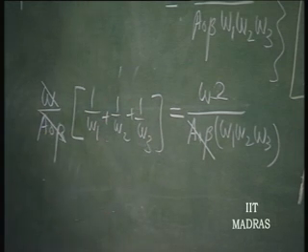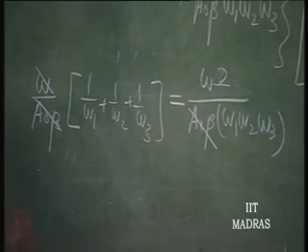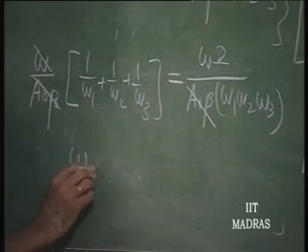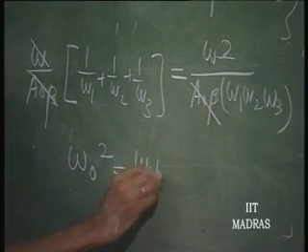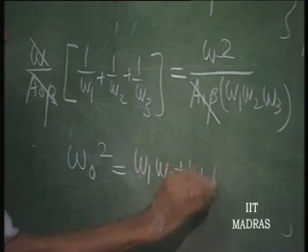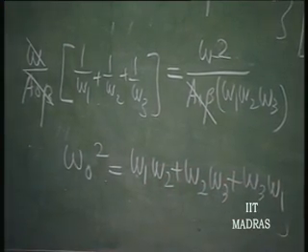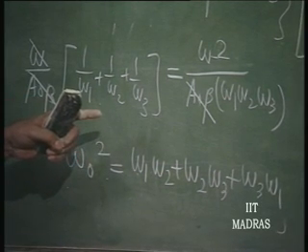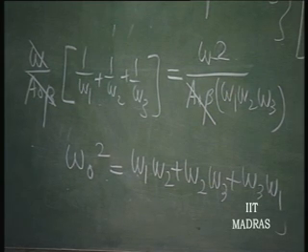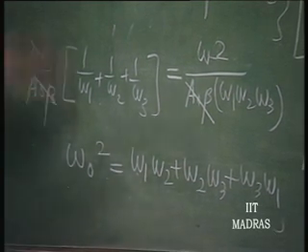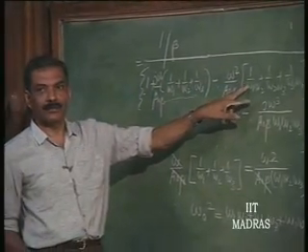So, that is the frequency at which omega naught squared is equal to, we can write this as, omega 1 omega 2 plus omega 2 omega 3 plus omega 3 omega 1. This is the frequency at which the phase shift becomes equal to 180 degrees, and at that point the amplifier with feedback will have a gain going to infinity. How does it become infinity? This particular thing becomes equal to this, right.